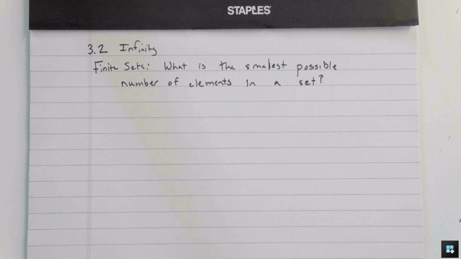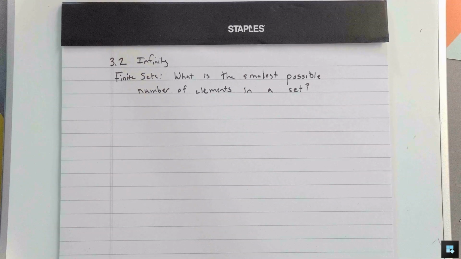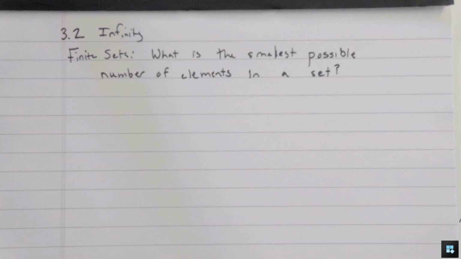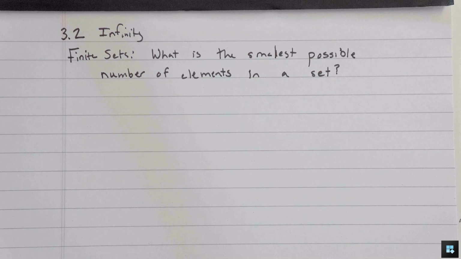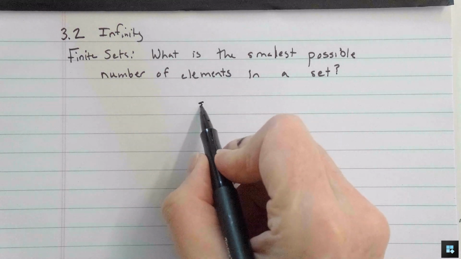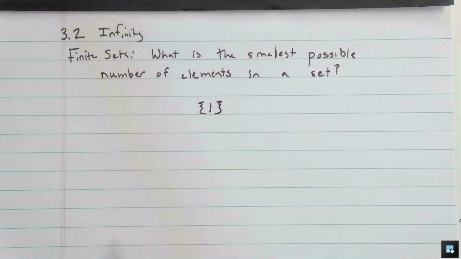So we had some sets. What was the last set we looked at? Had the numbers 1, 2, 3, 4, and 5 in it. So you could have 5 elements in a set. Could you have a smaller set than that? What would be the smallest possible number of elements you could have in a set? 1. In fact, the set could be the number 1.